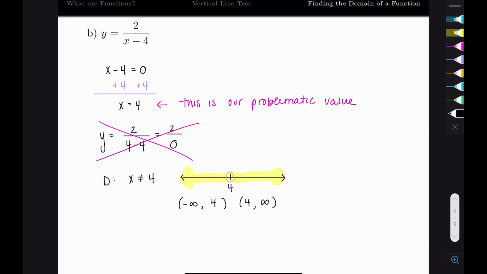The way we say I can pick any number from either one of these sets is we use what's called the union symbol. And all you can think of this as is the word or. So I can pick anything from the first set or from the second set. So this is how we write our domain in interval notation.